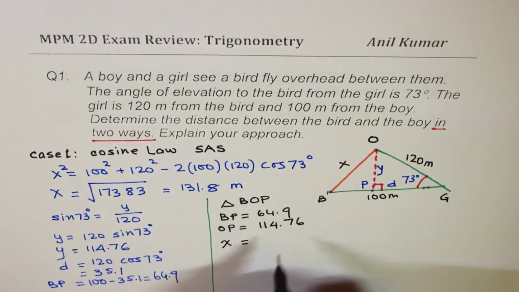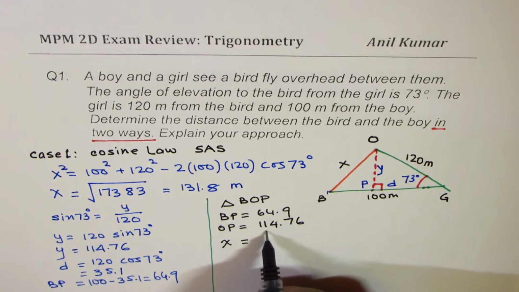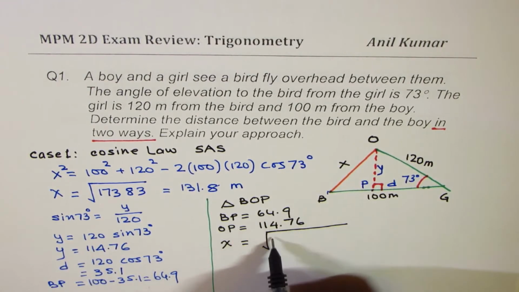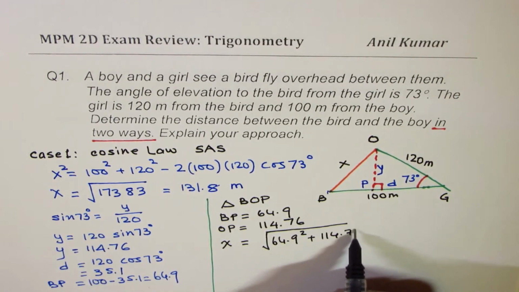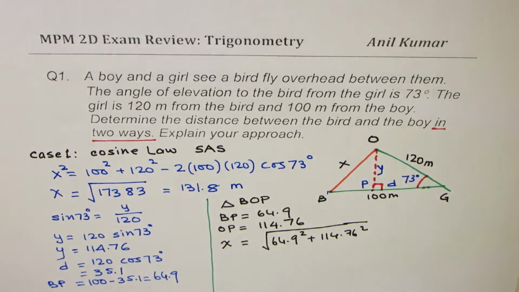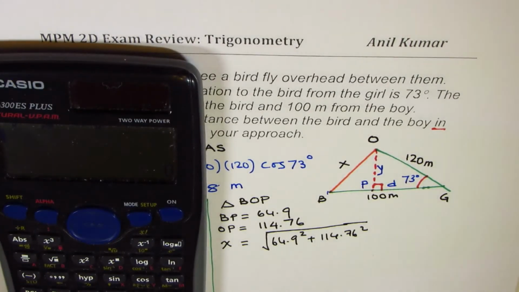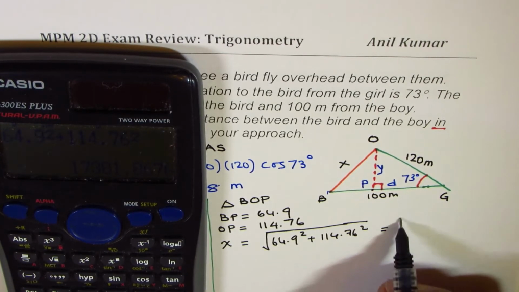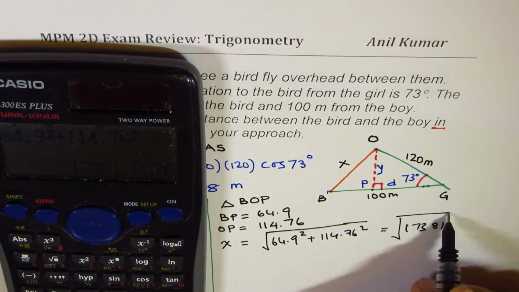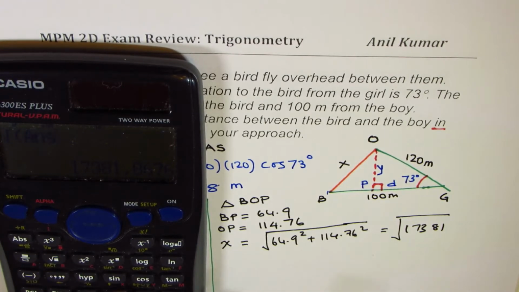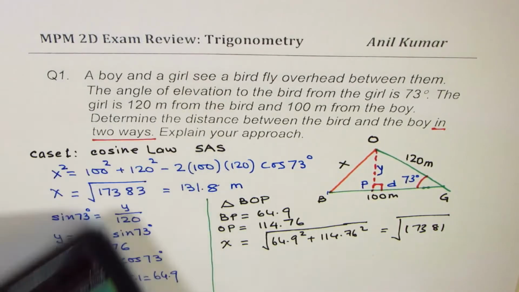So what is x, which is the distance from the bird, the object, to the boy? That unknown, we can find using the Pythagorean theorem. It is the square root of the sum of their squares, 64.9 squared plus 114.76 squared. Let's do this. 64.9 squared plus 114.76 squared, and then we'll take the square root. It is the square root of 17381. The square root of this answer is equal to 131.8.